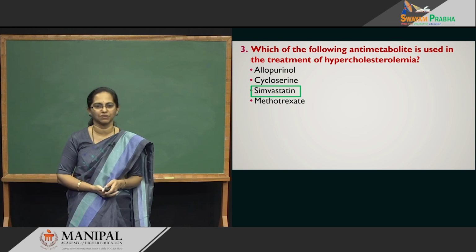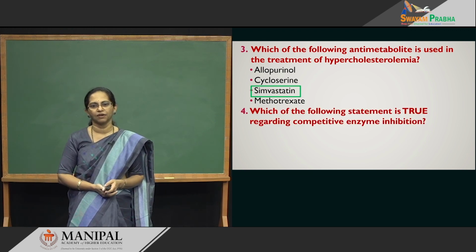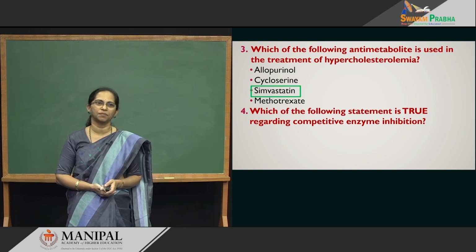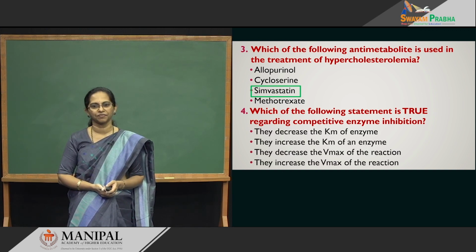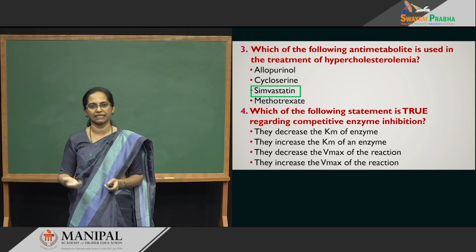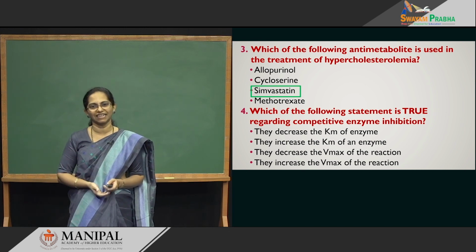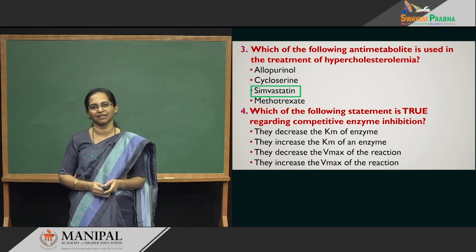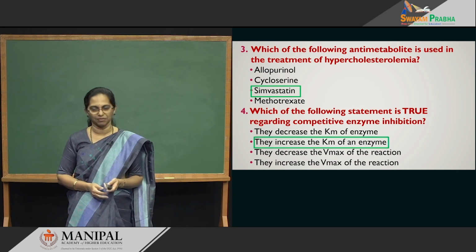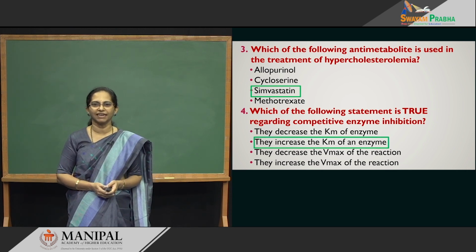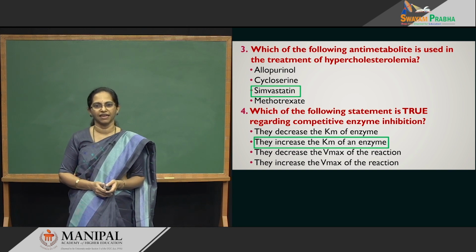And one last question before I wind up, and that is, which of the following statements is true regarding competitive enzyme inhibition? Will it decrease the Km of the enzyme or will it increase the Km? Similarly, will it decrease the Vmax or will it increase the Vmax? Which is the best answer for competitive enzyme inhibition? The answer is it will increase the Km of the enzyme.